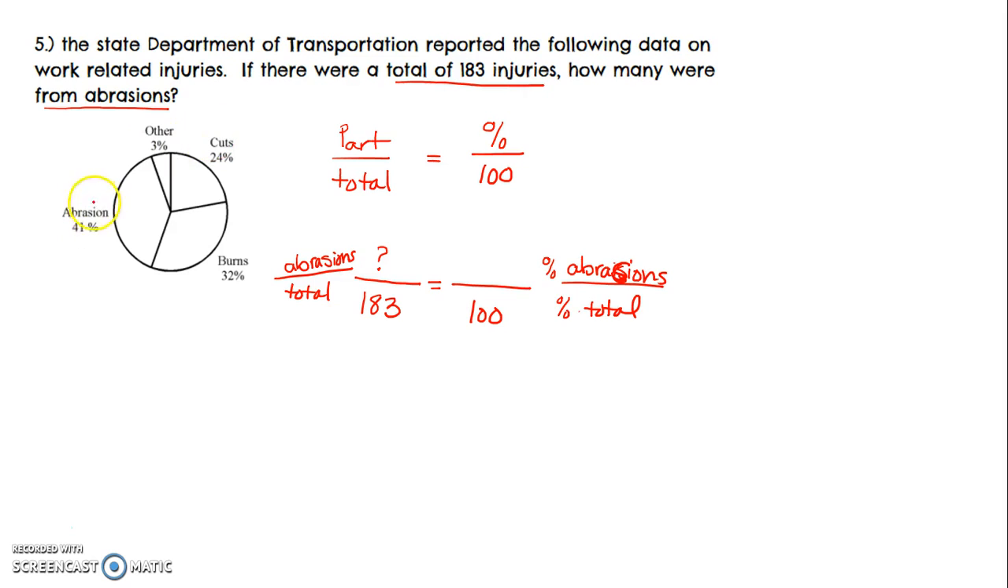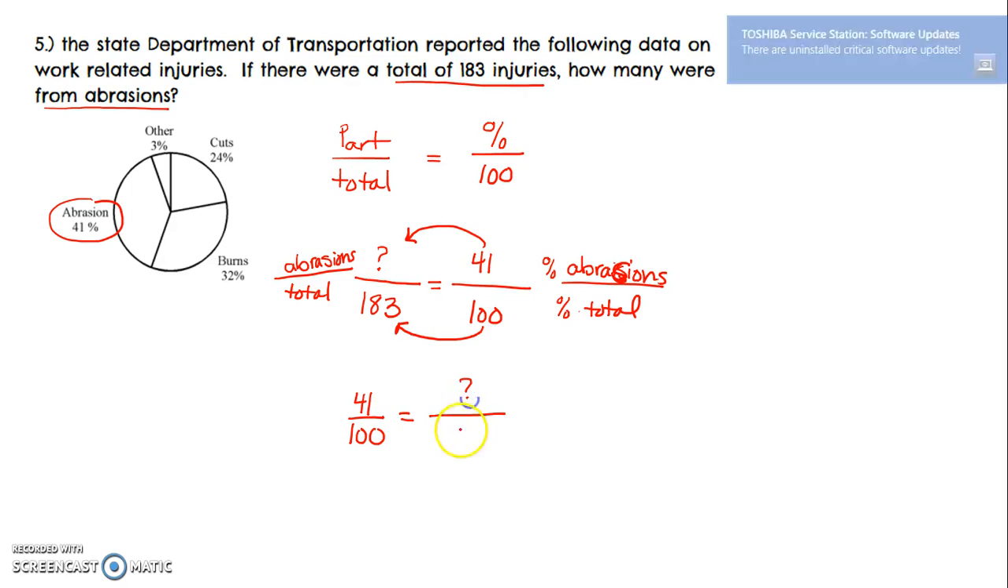So let's just look, what percent were abrasions? 41% were abrasions. Now, as I look at this, I'm actually going to go this way because I think that'll just be a little bit easier for us. So 100 times what is 183? If we look at it this way, I'll do 41. Some students are uncomfortable with me doing my arrows that way. So 41% out of 100% equals how many abrasions out of 183?